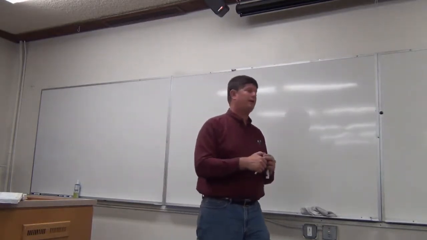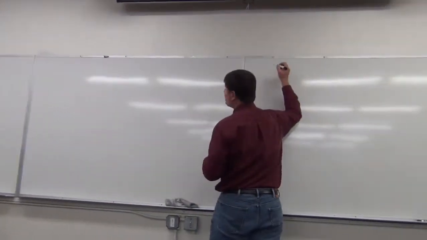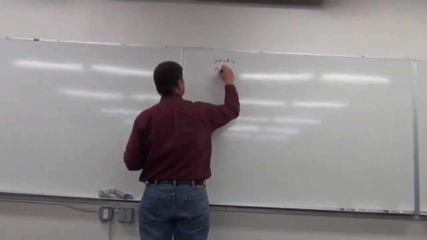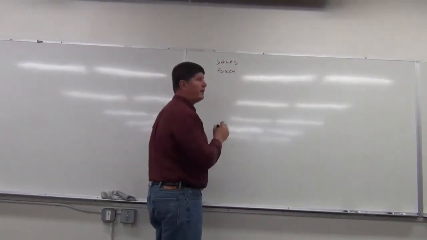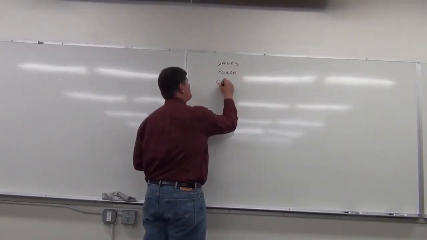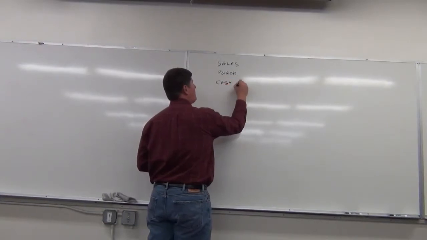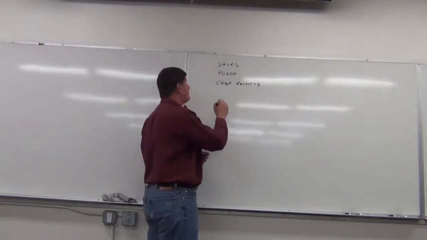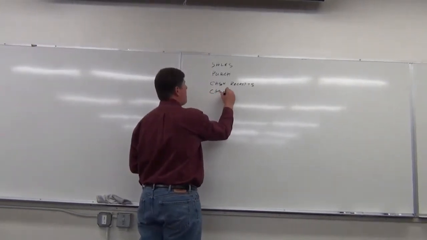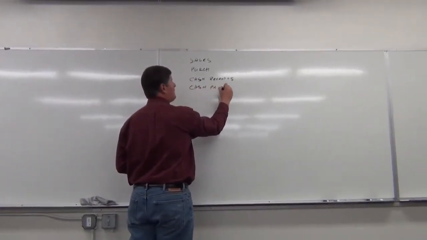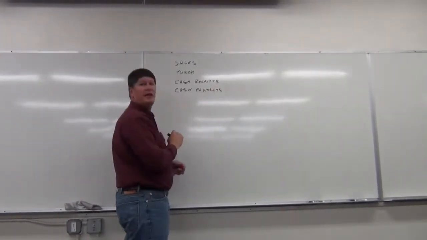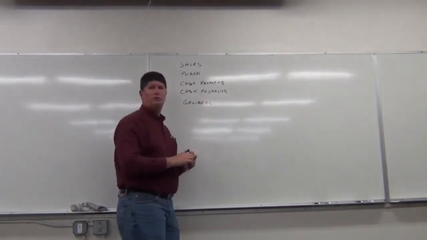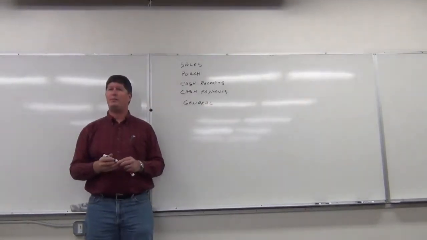Let's walk through this real quick. Name the 4 special journals. There's a sales journal, there's a purchases journal, cash receipts, and cash payments. Then there's the general journal, so there's 5 of them.